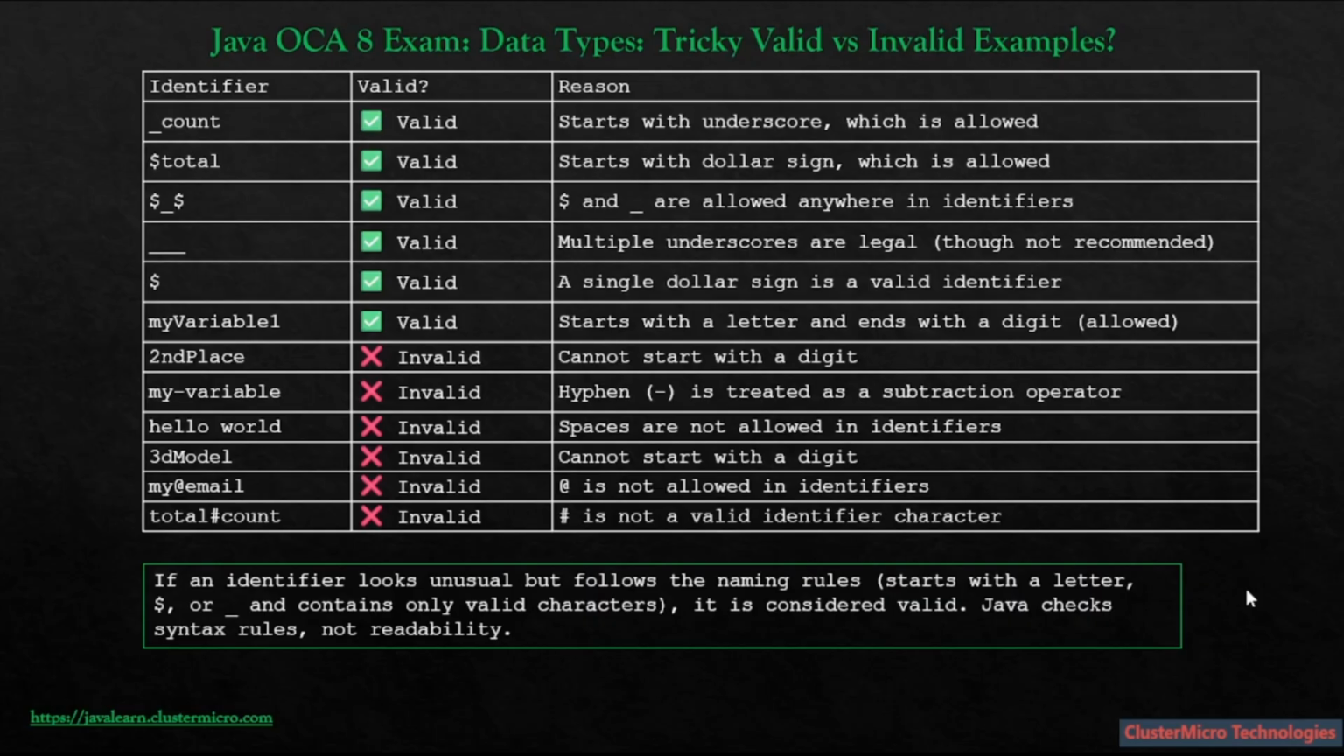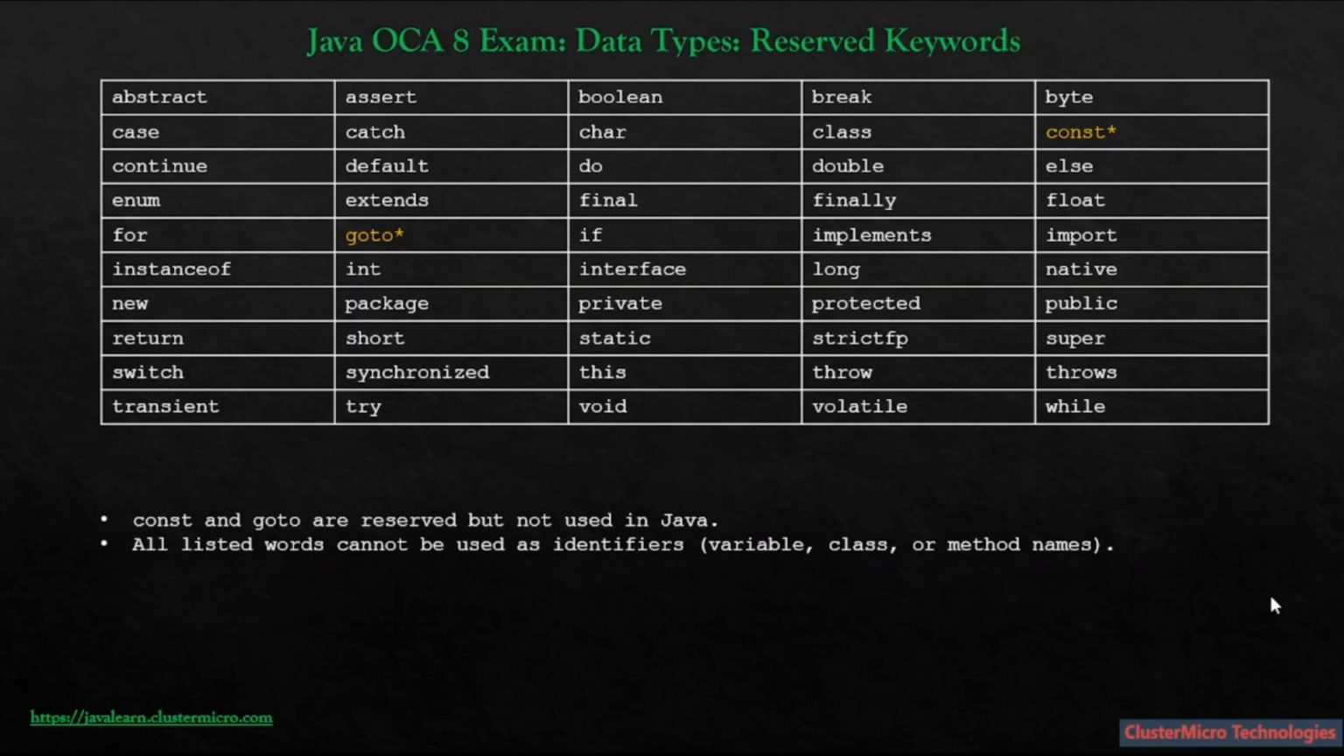And then we have many reserved keywords like abstract, case, continue. You don't have to remember all these things because you already know them as you work on Java, like throw, strictfp, protected, public, native, import. All these are reserved words, keywords. But you have to remember two things: const and goto. These are reserved, but they are not used in Java. And all listed words cannot be used as identifiers. So you already know most of this from your code every day, so it's fine if you don't remember everything, but just in case you can have a look at this, that's all.